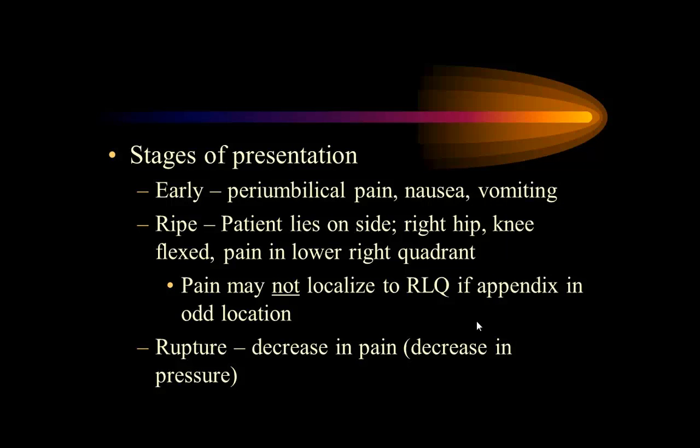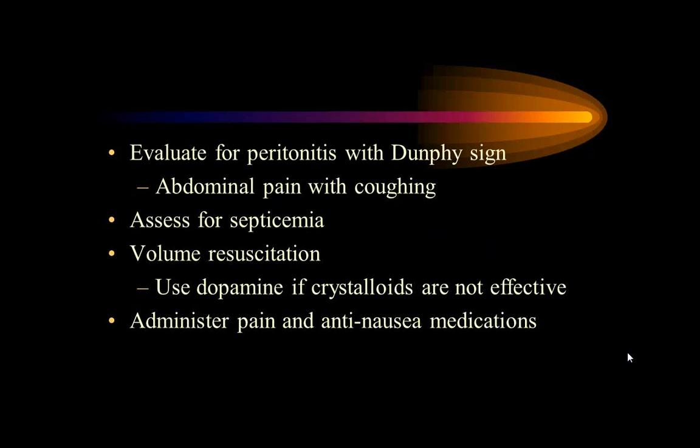People don't always have pain in the right lower quadrant if they have a flipped appendix, if it's laying vertical, or if it's laying horizontal, going across behind the bladder, or stuff like that. And ultimately, the last presentation is where it's ruptured and the pain decreases, but that's a telltale bad sign. Dunphy sign is pain when you cough, and then from there we'll have a couple others, signs and all that stuff.